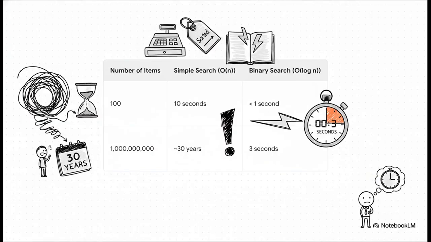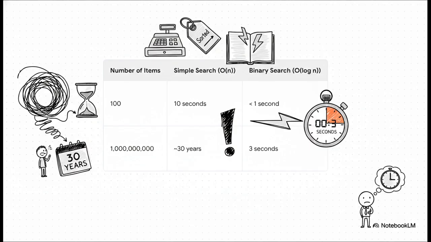Now, this is where things get wild. Let's say our book is sorted alphabetically. Now we can use a much smarter method called binary search. Basically, you open the book to the middle and immediately know which half your item is in. Look at the difference this makes. With a billion items, that simple line-by-line search would take about 30 years. Yeah, 30 years. But a binary search? 3 seconds. That's a massive improvement.